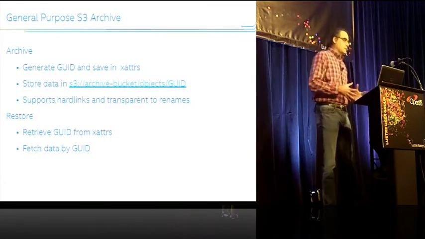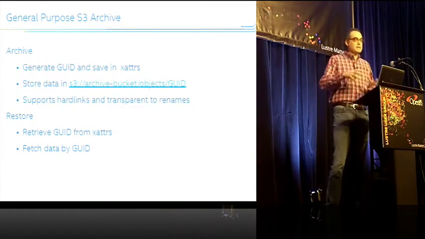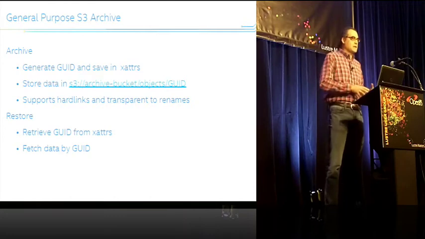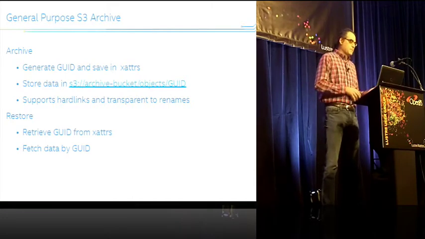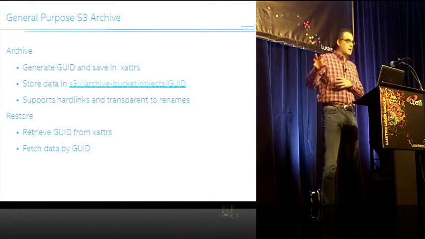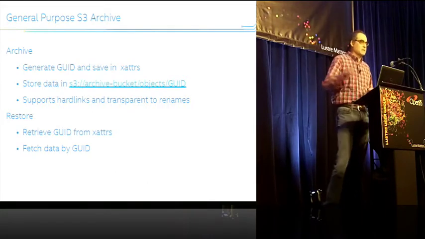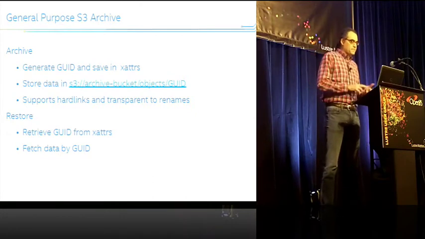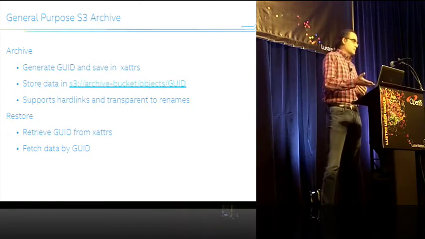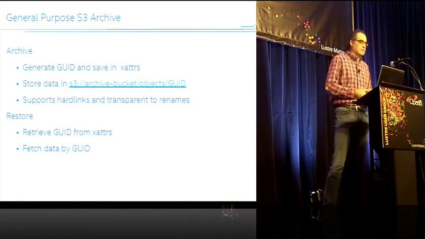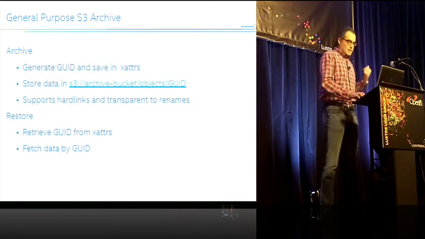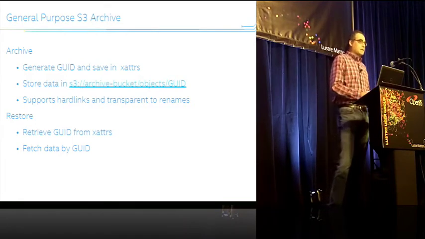So what about a general purpose S3 archive? Syncing data to S3 works fine if it's kind of an export. But what if you want to keep a more dynamic, standard HSM sort of workload or use case? And so we could use the GUIDs again, to identify the files in the archive. And that way the archive is independent of the namespace if something is hard linked or renamed, and then you don't have to change the back end. And you store the GUIDs as an extended attribute, and you can fetch that data. But you also need to archive metadata, of course, the namespace.